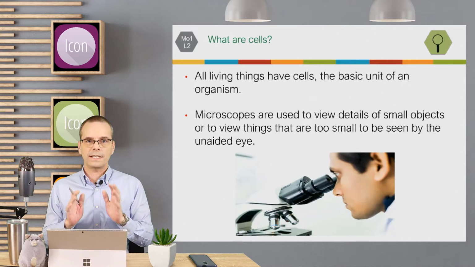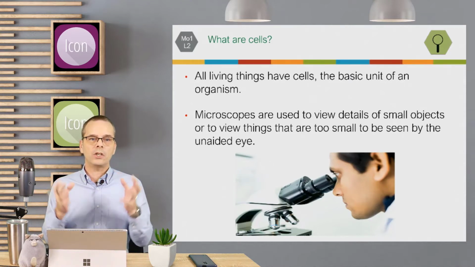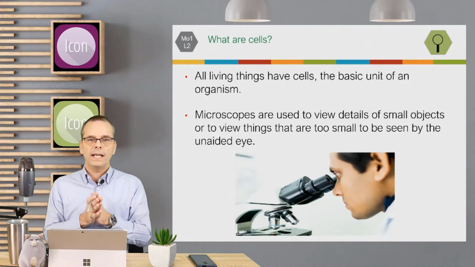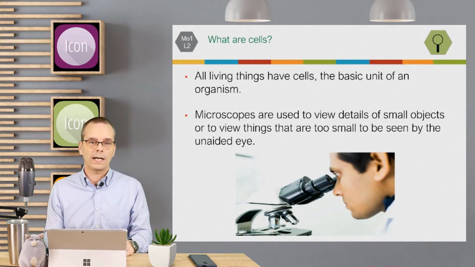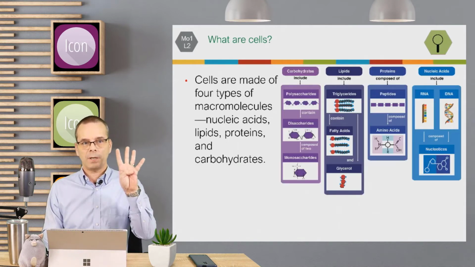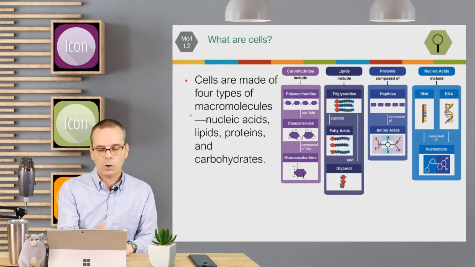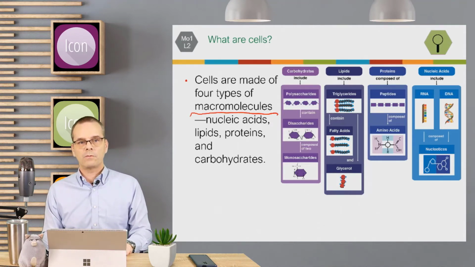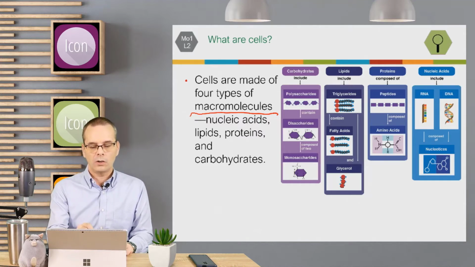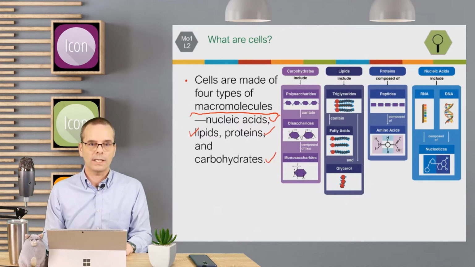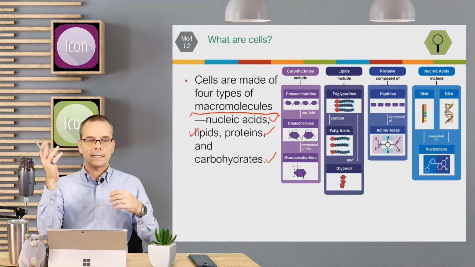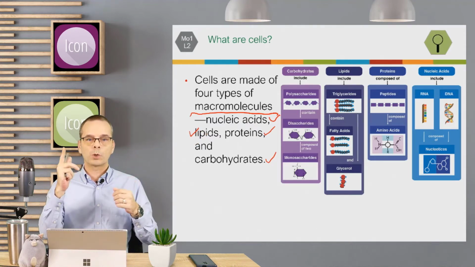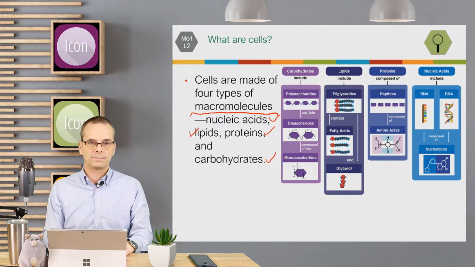Now remember that all living things have cells, and the cells are the basic unit of an organism. We typically use microscopes to view cells because they're so small we can't see them with our eyes. Cells are made up of four types of what we call macromolecules. Those four types of macromolecules are nucleic acid, lipids, proteins, and carbohydrates.